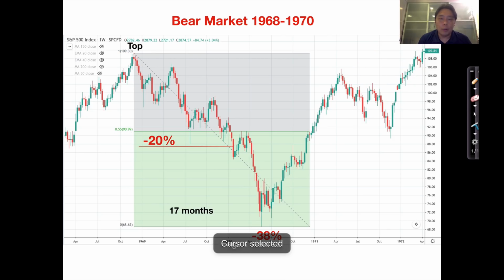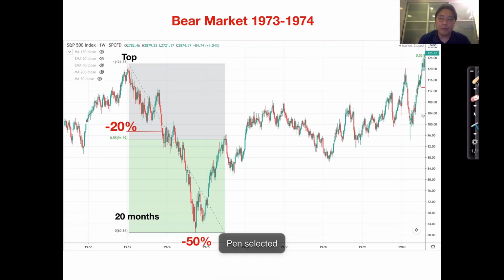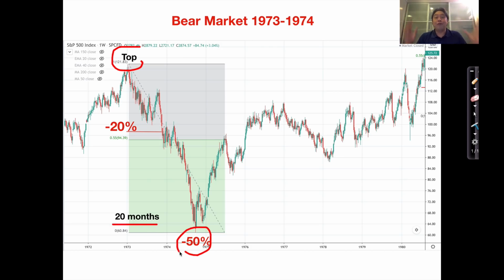Next one would be 1973, 1974. This was the year I was born, so I was too young to trade this. Unfortunately, I was only like 1 year old. Sorry, 0 years old, 0.5. That was the top. It took 20 months to reach the bottom. This is a 50% drawdown on my birthday. Can you imagine that, right? That was the 20% mark.